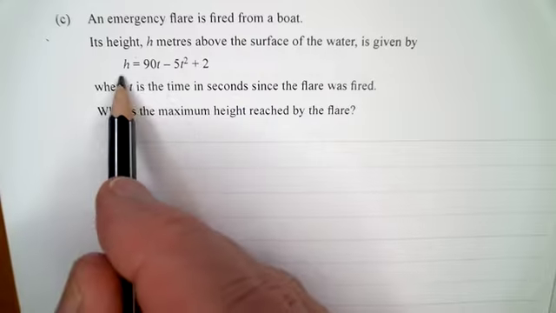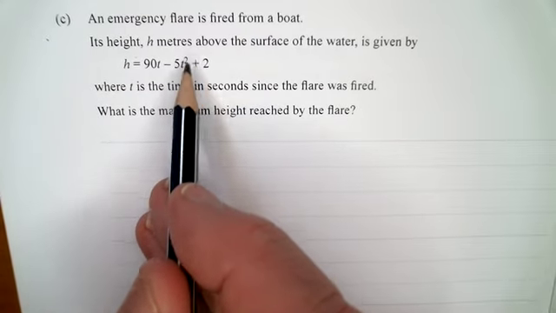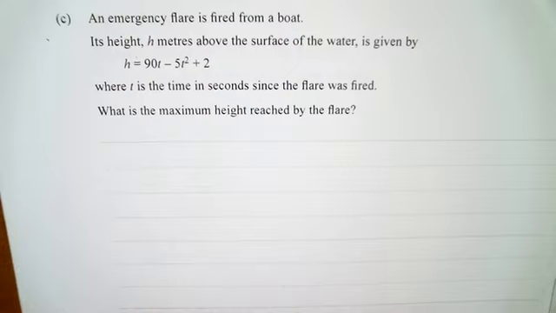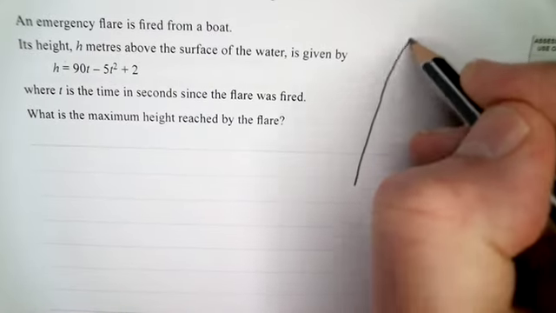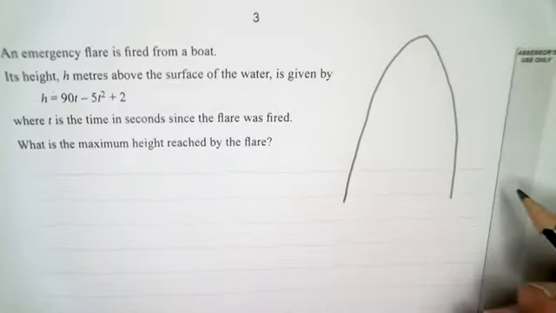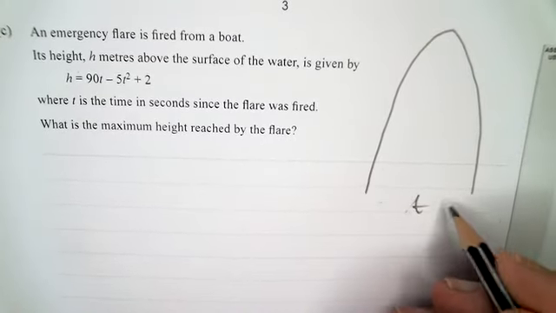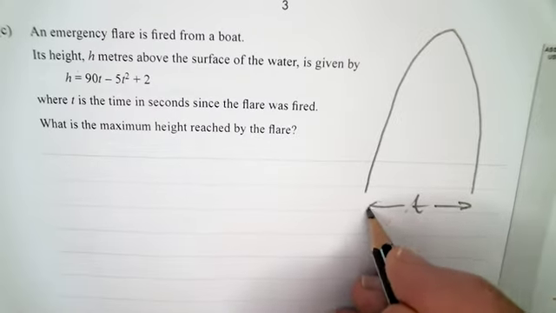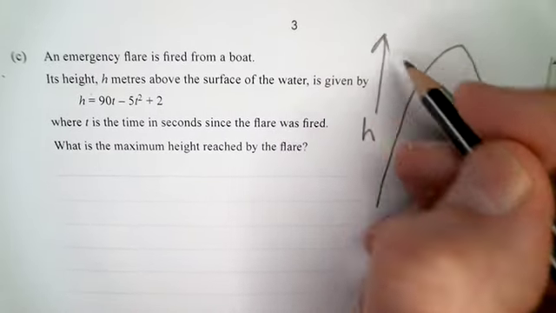So we've got some kind of a parabola. It's a negative parabola. The coefficient of the t squared bit is going to be negative. So the parabola looks something like this, and I'll just do a rough sketch here. There it is. And we know that the time it takes to go up and down is t time and t time. And the height is going to be this bit here.